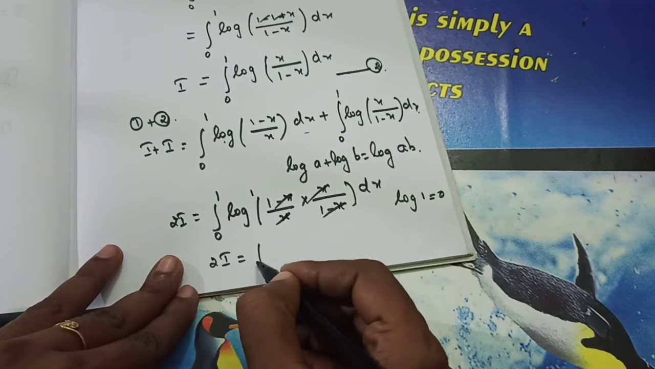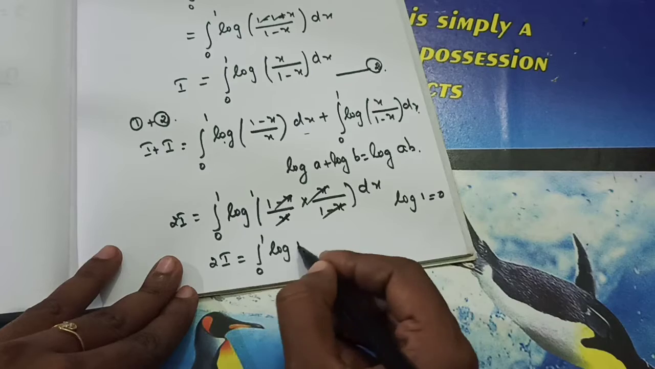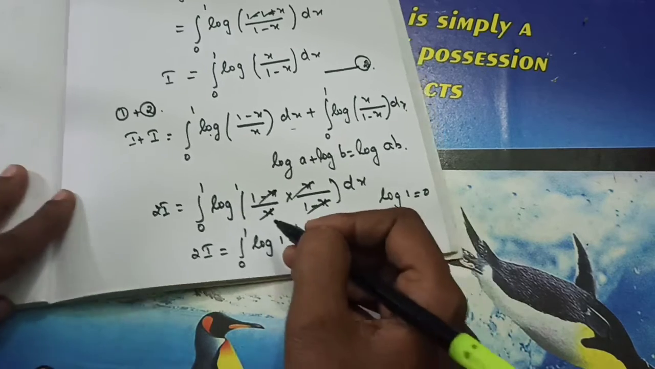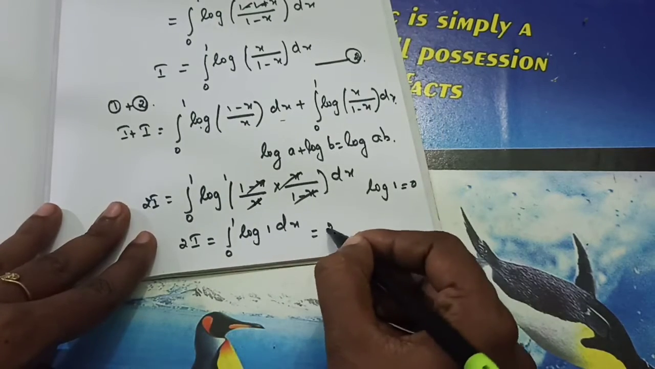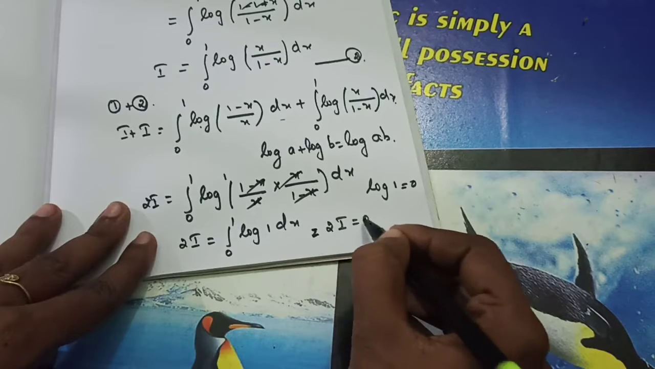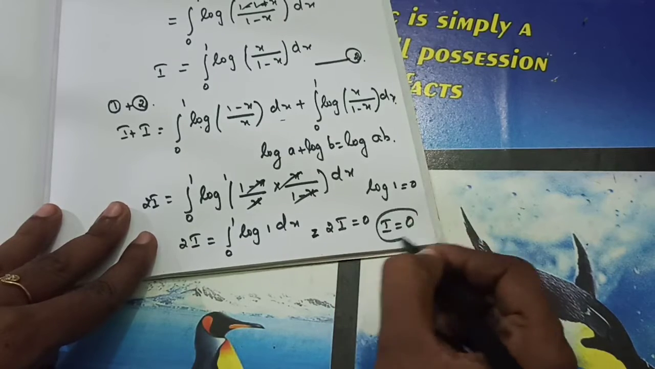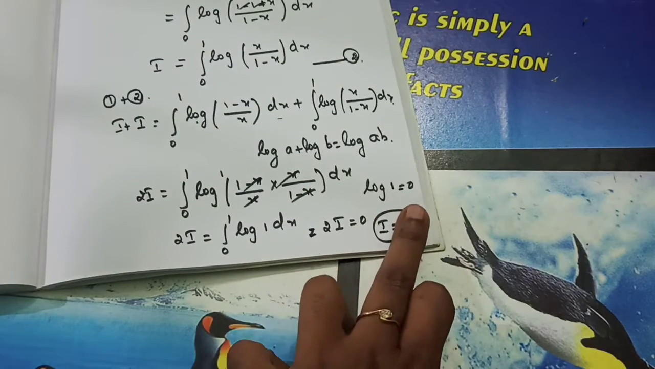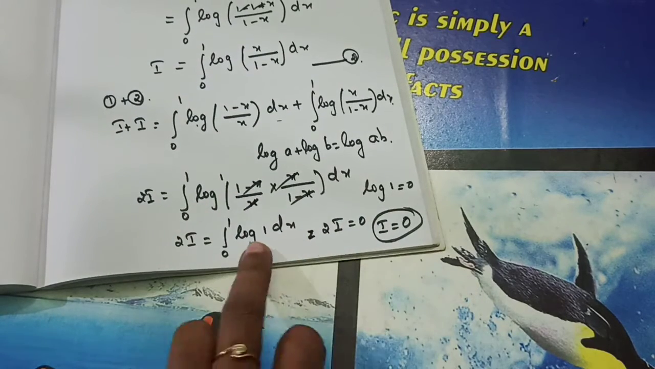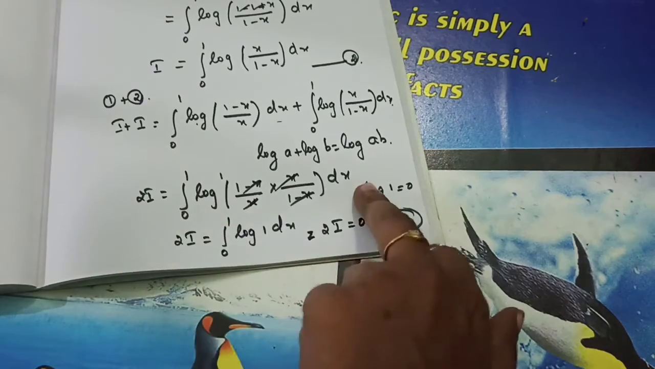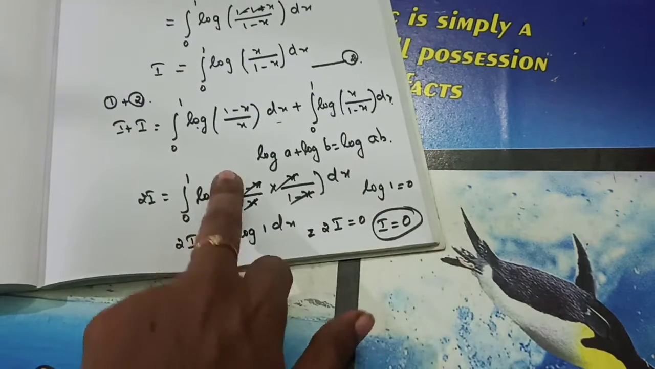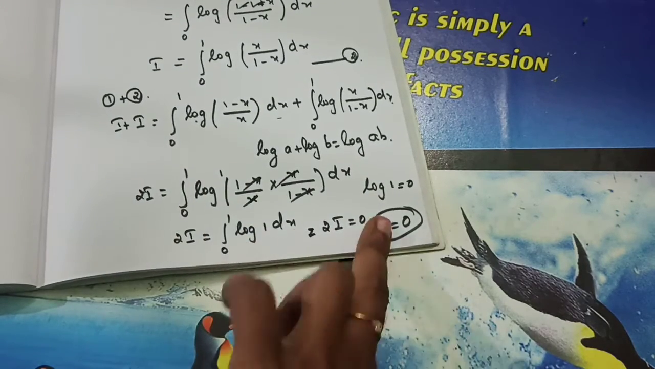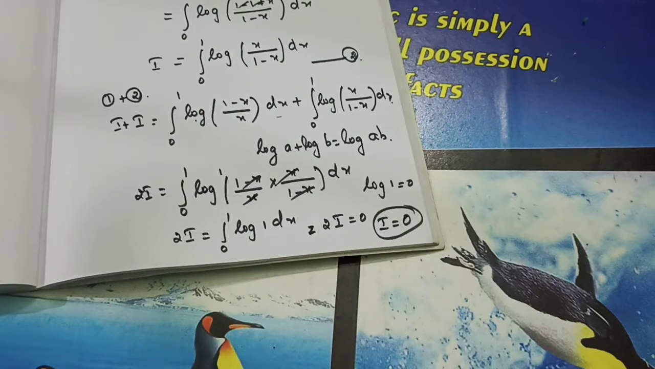So 2I is equal to integral of 0 to 1 log 1 dx. So log 1, the value is 0. So 0 into something is 0. So you will get 2I equal to 0. So from that I is equal to 0. This is the answer. Understand? So here don't get confused. Log 1, the value is 0. So the whole integral, the value will become 0. Okay, not log dx. So log 1 into dx, log 1 the value is 0. So from that I is equal to 0. Understand? Okay, let's move to the next question.